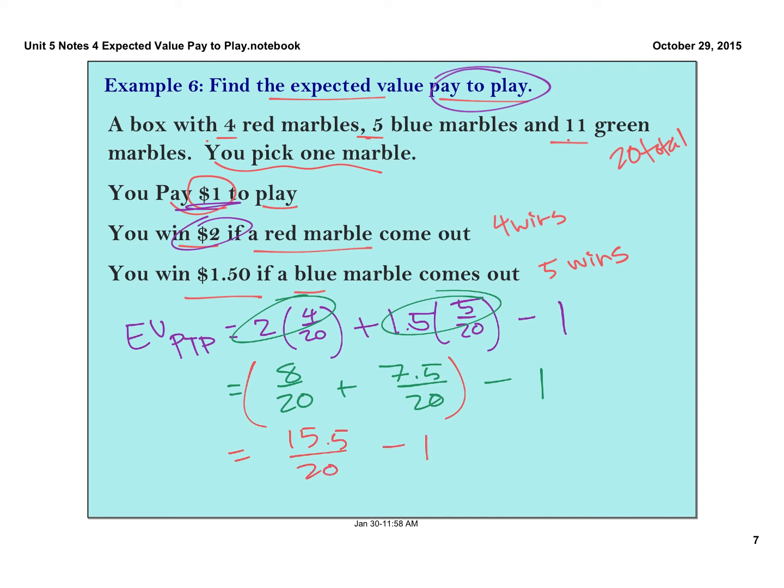Then type this into your calculator. You put your 15.5 out of 20 in parentheses. So 15.5 divided by 20, and then minus your 1, negative 0.225, or in other words, negative 0.23 is roughly your expected value. Negative expected value, but not a horrible negative expected value. We've seen worse. So maybe still worth playing, especially with such a low pay to play amount. You might win something. You never know.